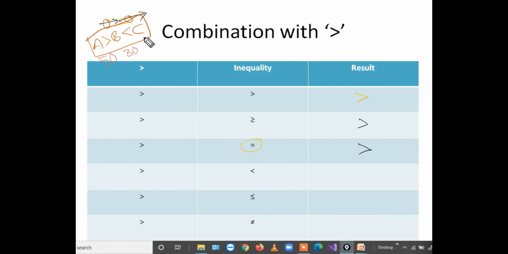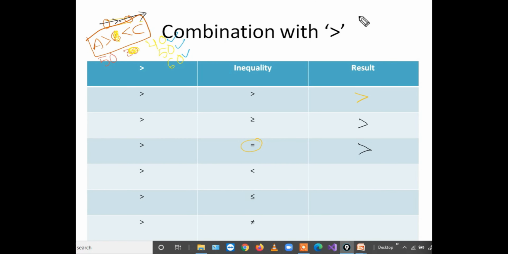Let us predict some values for C in comparison with B. 30, is it less than 40? Yes. 30, is it less than 50? Yes. 30, is it less than 60? Yes. Now keeping aside B, I will compare A and C. When C is 40, what is the relation between A and C? A is greater than C. When C is 50, A is equal to C. And when C is 60, A is less than C.